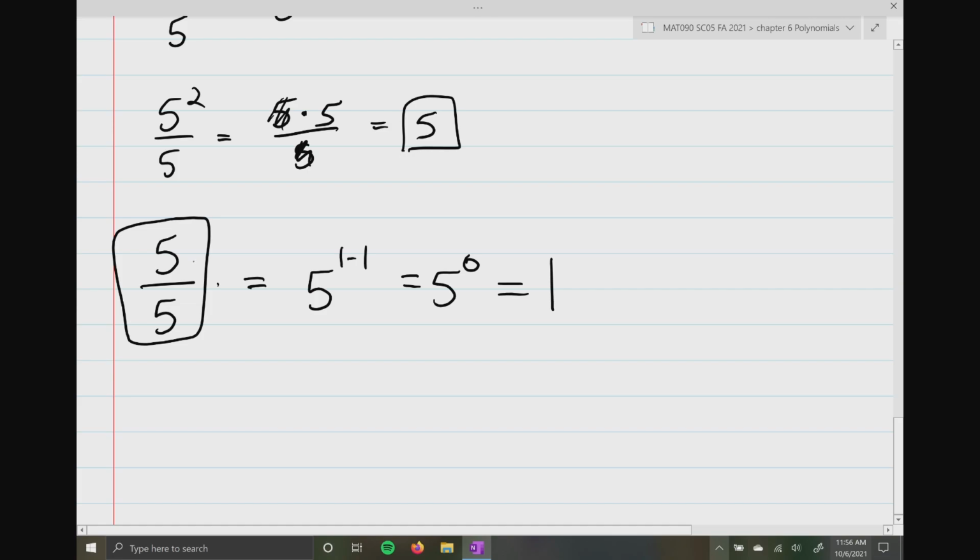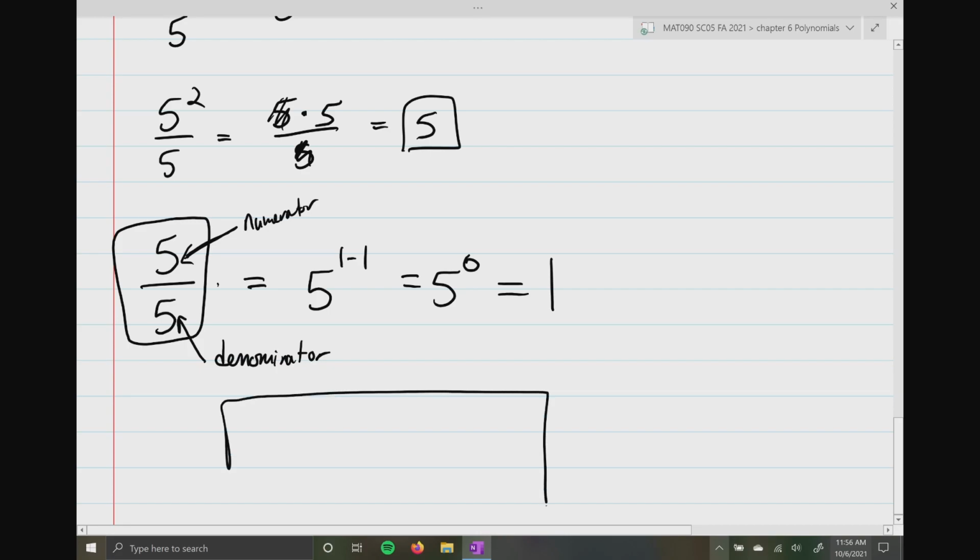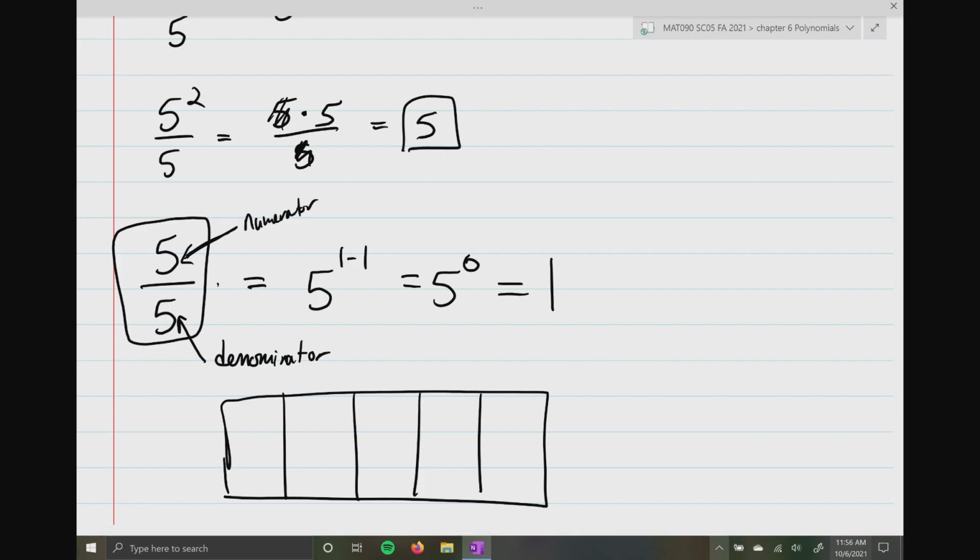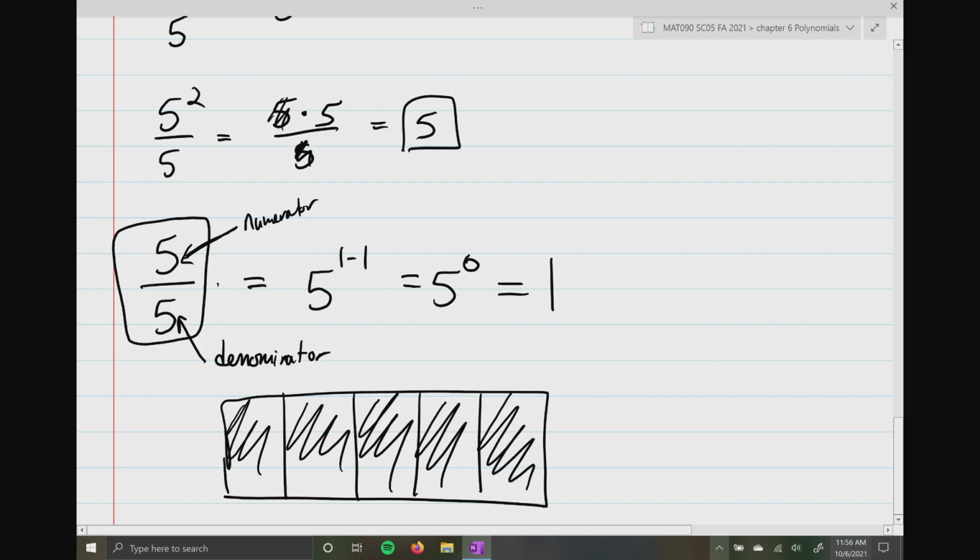What is this? What is this called? What is that called? Numerator. Good. What is this called? Denominator. Good. So if I were to draw this fraction, the denominator tells me how many pieces I need. The numerator tells me how many I shade. 1, 2, 3, 4, 5. Notice I shaded the entire rectangle, correct?